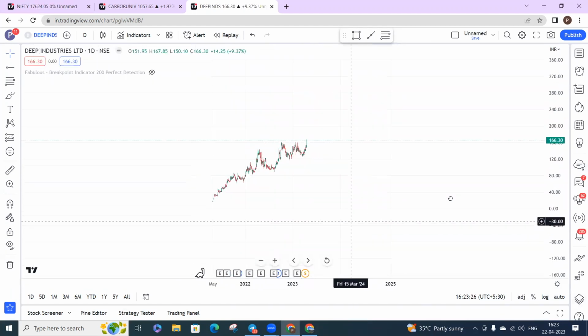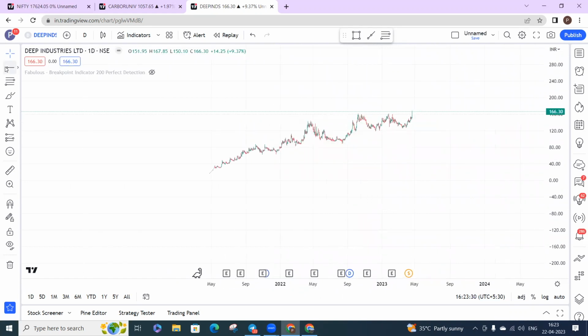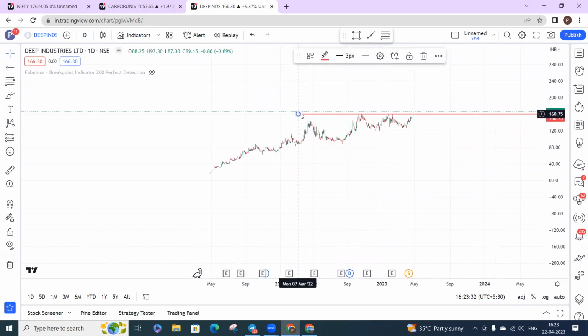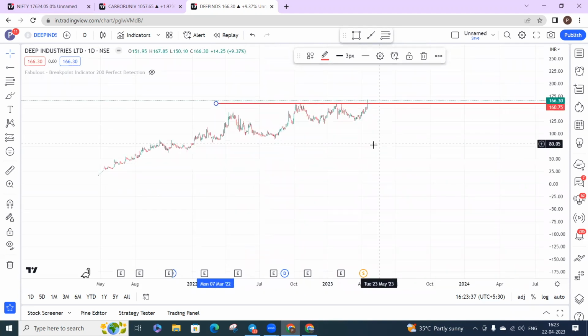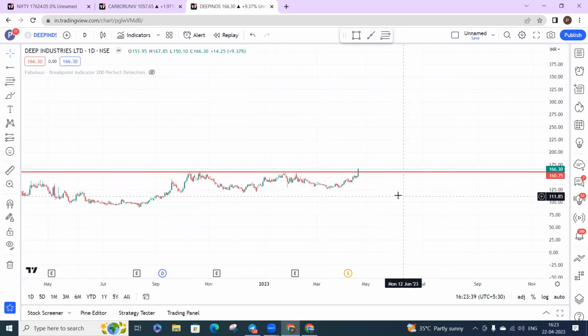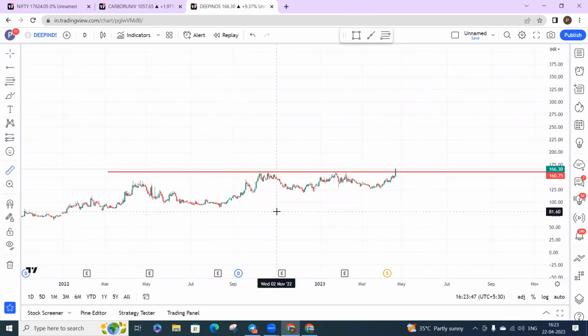Deep Industries, this is also a share which is moving above the 5-year moving average. So this is moving above 5 years, and it is currently at 166. I think this is a good pick for buying. Deep Industries looks good. So when it moves up, we can see a target from year to year.